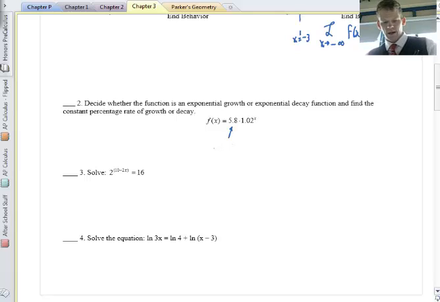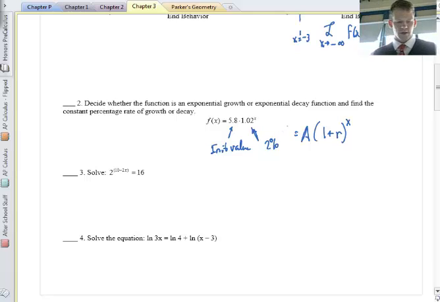So moving along, this one should be easy. This is the initial value. It's growth, at 2%, because we have a times 1 plus the rate to the x equals the function value.